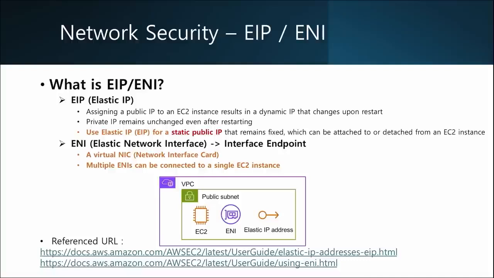You heard about ENI when you heard the explanation of security groups earlier. ENI is a virtual network interface card. ENI can be attached to EC2 instances, and multiple ENIs can be attached to a single EC2 instance. ENI can be used as a network interface endpoint. ENIs can be useful for separating network traffic between instances or managing multiple IP addresses.